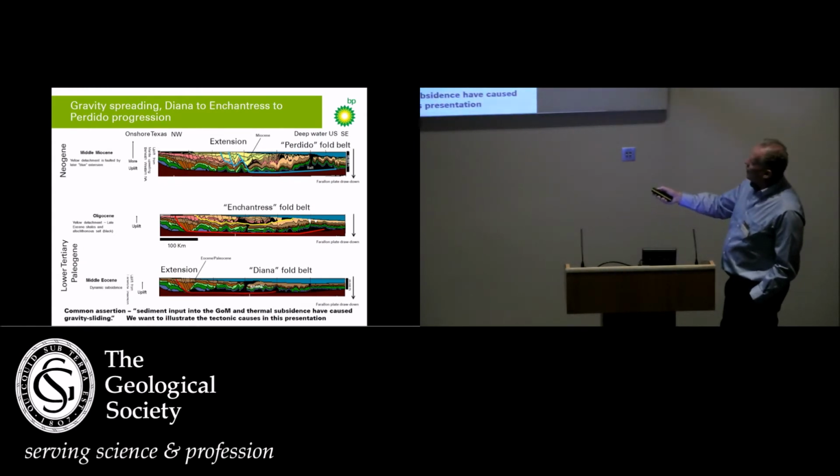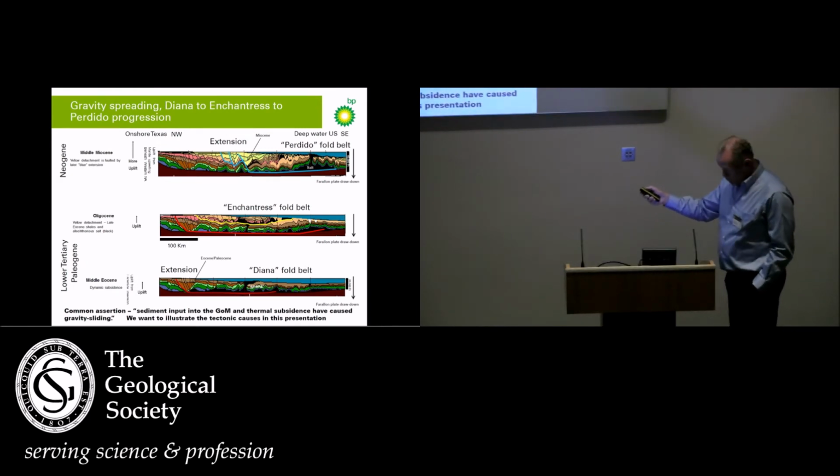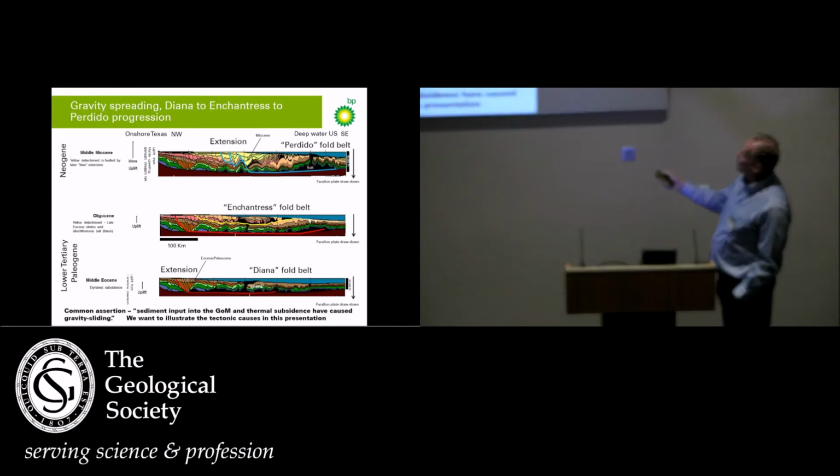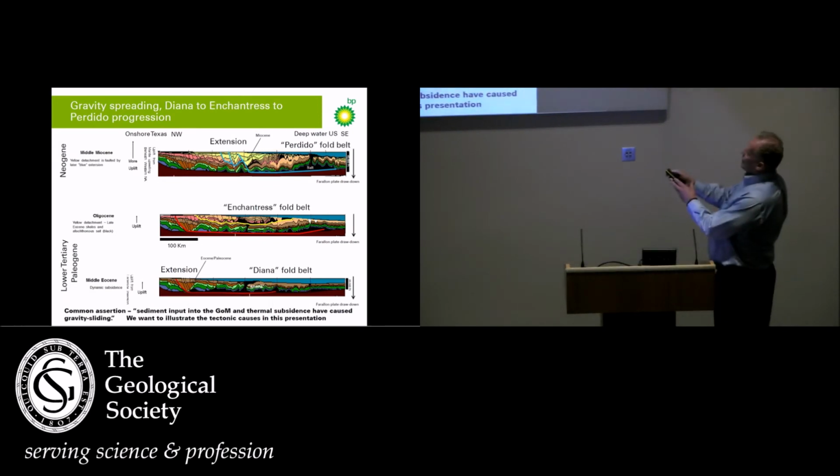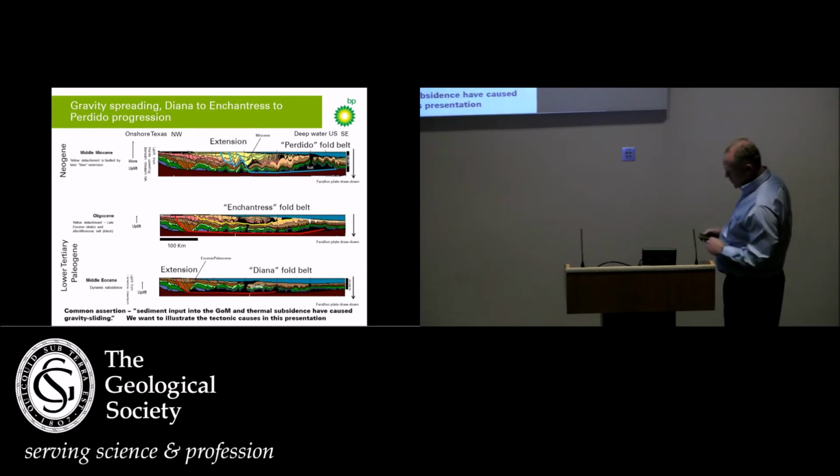Then during the Oligocene, what you see is a second gravity slide system that's set up simultaneously on top of one that's active at a deeper level. And then in the more recent past, in the Middle Miocene, you see a gravity system that sets up and cuts through this system and then creates this fold belt that we call the Perdido fold belt.